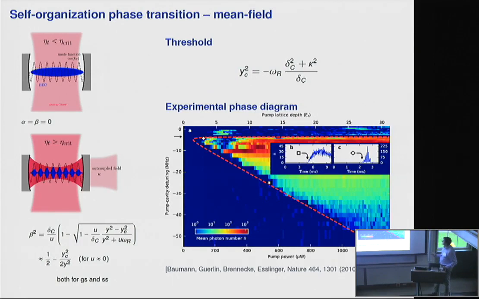And here is the experimental mapping of the phase diagram. One variable is the pump power. The other one is the cavity detuning. So for a fixed detuning, increasing the power, one crosses the threshold, and the system enters the superradiant phase, where there are many photons.